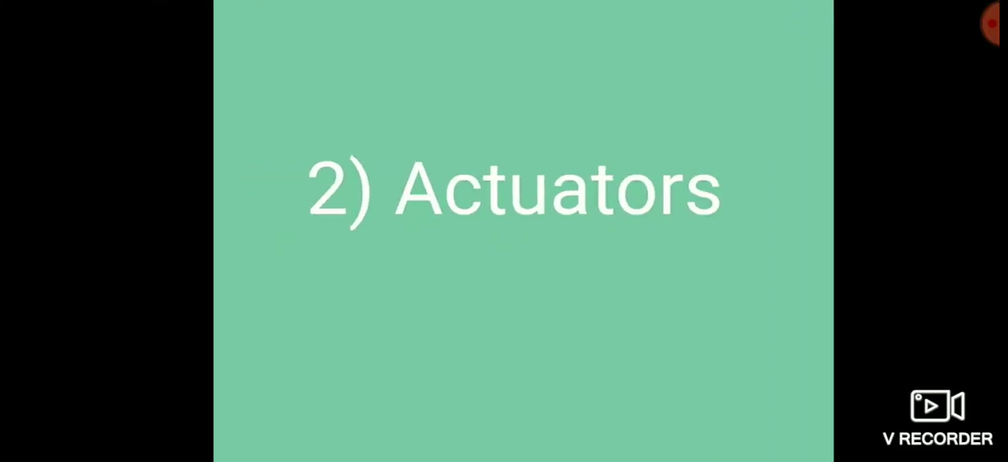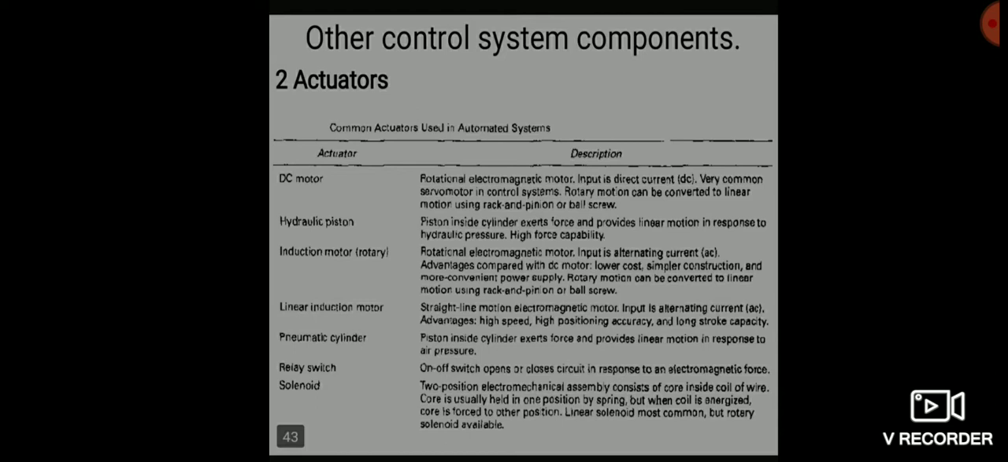Now, the next one is actuators. In industrial control systems, an actuator is a hardware device that converts a controller command into a change in a physical parameter. The change in the physical parameter is usually mechanical, such as position or velocity change. An actuator is a transducer because it changes one type of physical quantity, say electrical current, into another type of physical quantity, say rotational speed of an electrical motor.